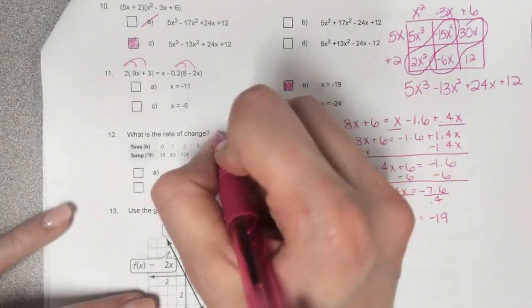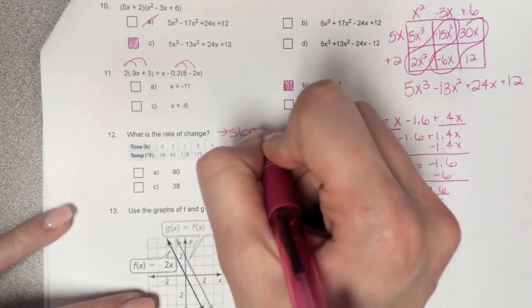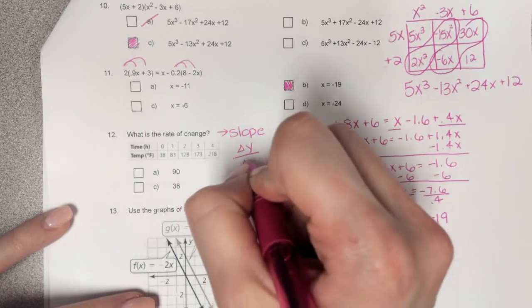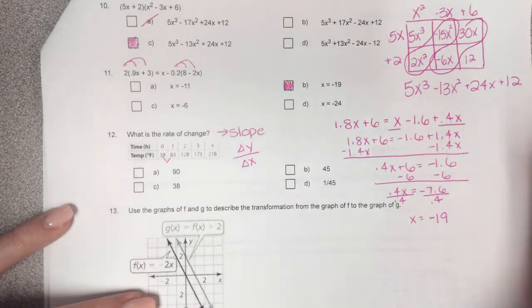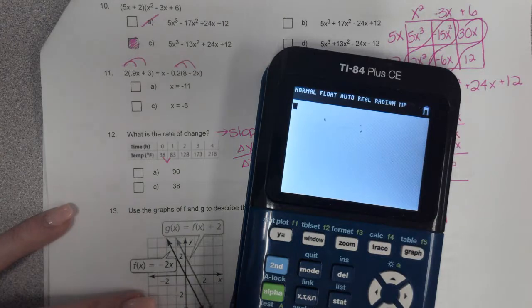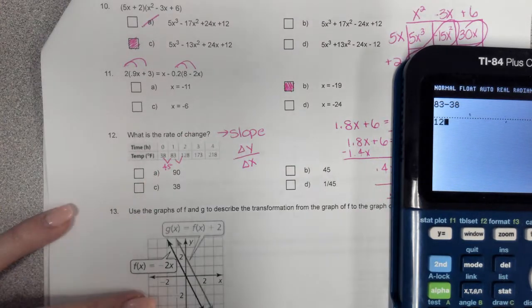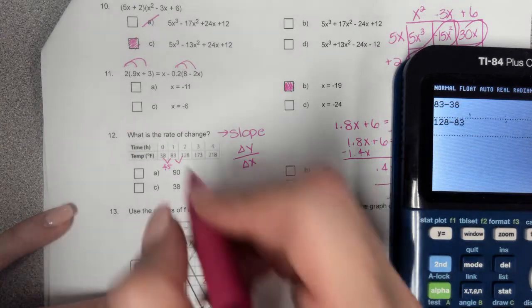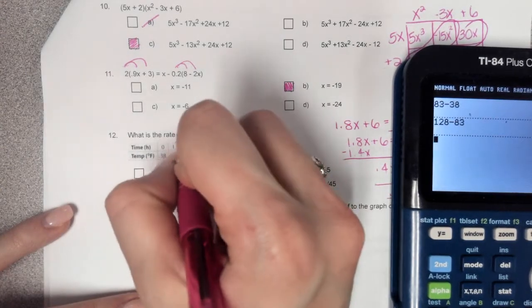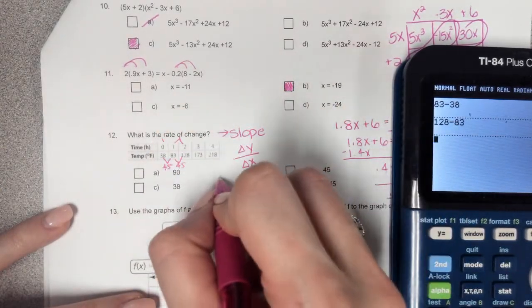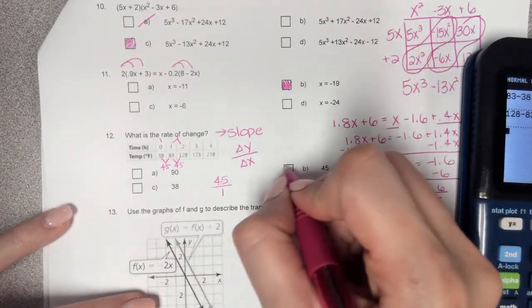What is the rate of change? This means slope. Delta y over delta x. So to get from 38 to 83, 83 minus 38 is 45. 128 minus 83 is 45. This is 1, this is 1. So your slope is 45 over 1.